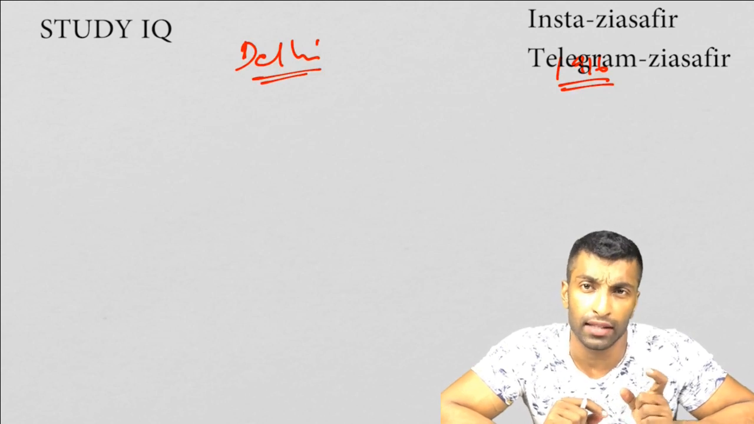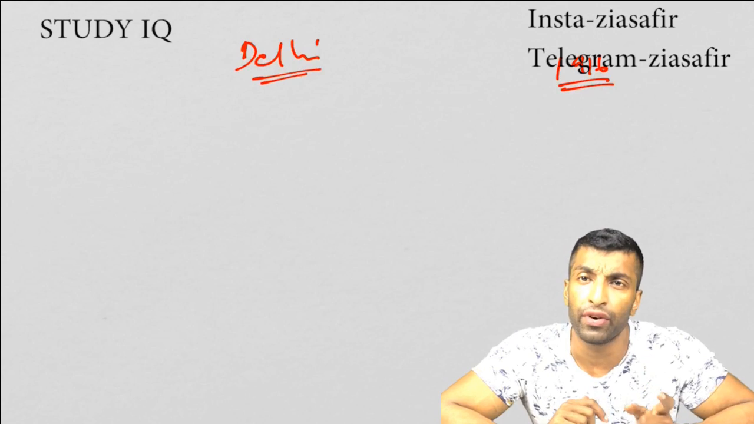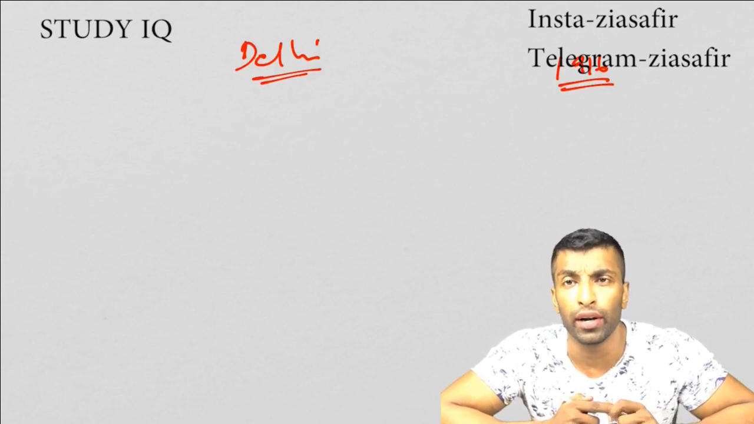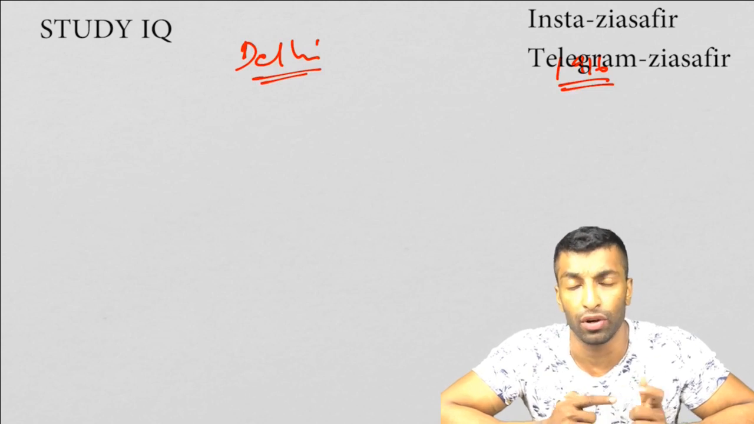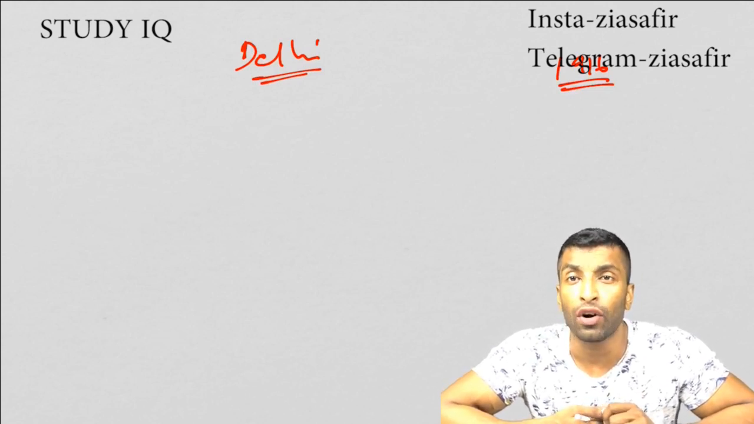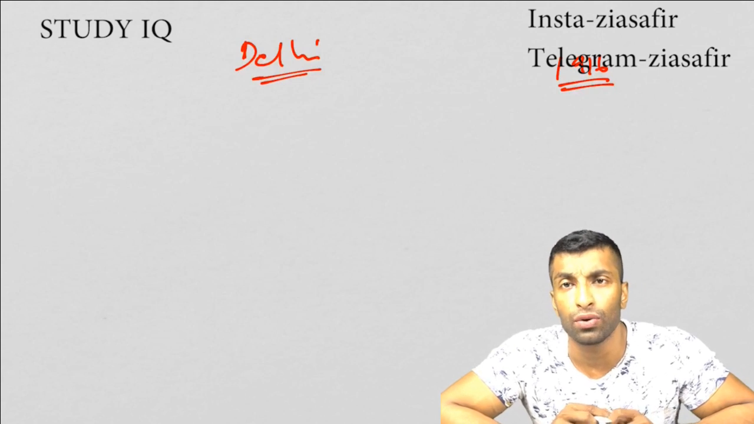If that is the statement given in the question, it is a standard wrong answer. Congress never accepted the separate electorate. Congress is in support of joint electorate with reservation for Muslims or reservation for minorities. But in the Lucknow Pact, Congress accepted the Muslim League's position on separate electorate. That means the Muslim League was demanding separate electorate, so Congress was okay with it.